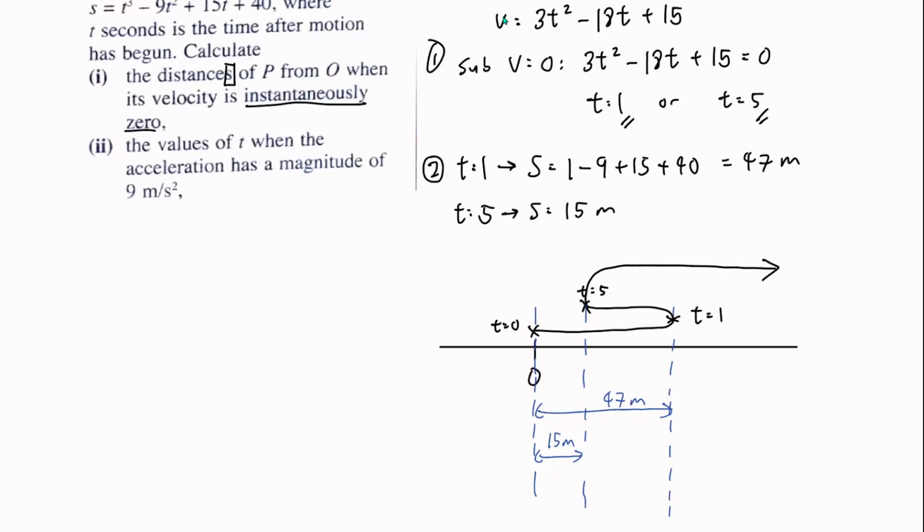Actually, the answer is just 47 and 15, right? T equals 0 to t equals 1, what's the distance? 47. T equals 0 to t equals 5, what's the distance? 15. Okay, yeah, that's it. So for the special case where they're asking about the distance of the turning points themselves, we don't need to do the snake diagram. Displacement is the same as distance in this special case.